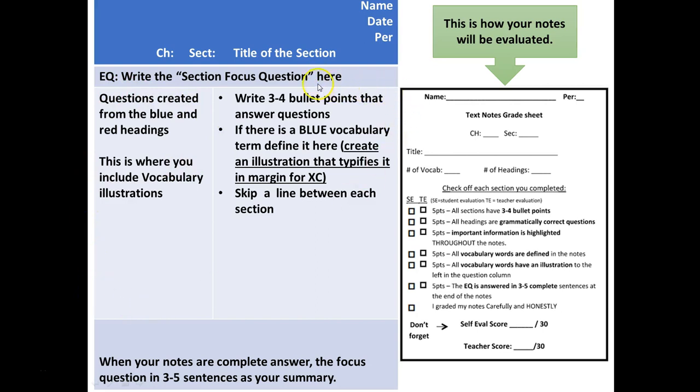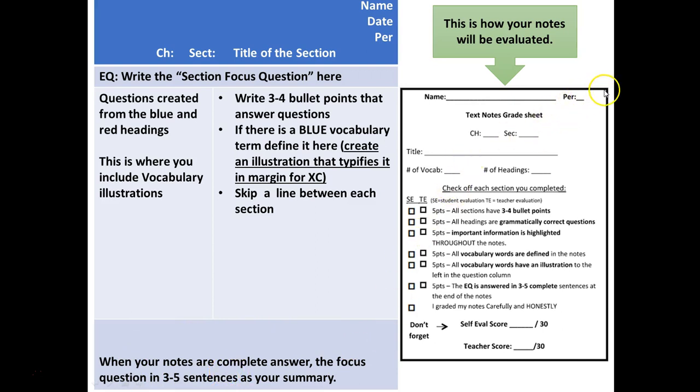In the center or right-hand side of your notes, you'll be writing 3 to 4 bullet points to answer the questions. And if there's any blue or bold vocabulary terms, you're going to define it here, and the illustration will be over here for extra credit. Mr. Valenzuela will be the sole determinant of how valuable these illustrations are and how much extra credit they'll deserve. When you are done, instead of writing a summary, you're going to respond to the focus question here at the very bottom or very end of your notes.